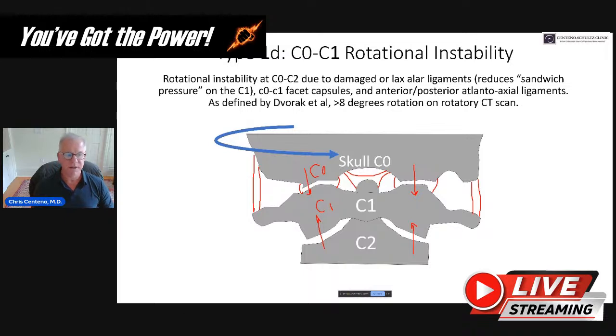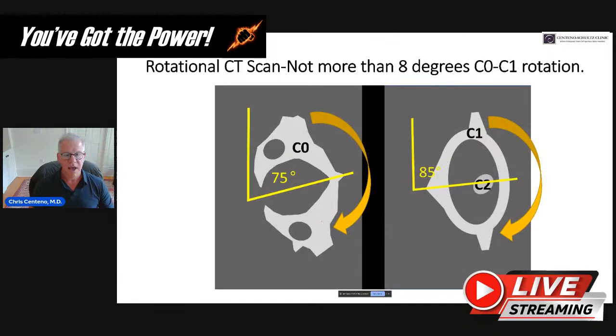In this case, the only definition I can find out there is through Dvorak's work, 20 plus years ago, defining abnormal as more than 8 degrees of rotation on a rotatory CT scan. This is what that would look like. On a CT scan, you measure the angle at C0 for the rotation, then go down to C1 and measure the angle at C1, and then subtract one from the other: 85 degrees minus 75 degrees equals 10 degrees of rotation between the two. Hence, that would be unstable. That's how that works.